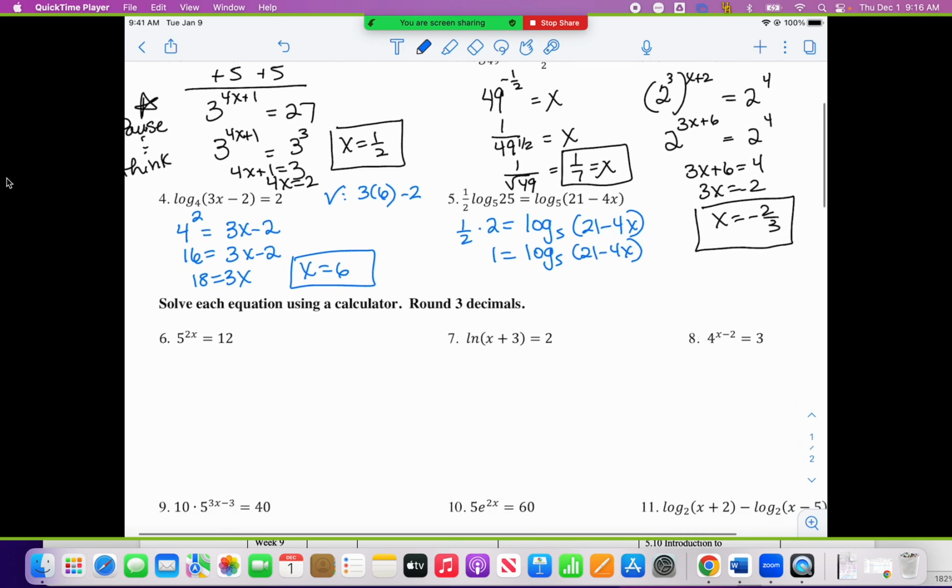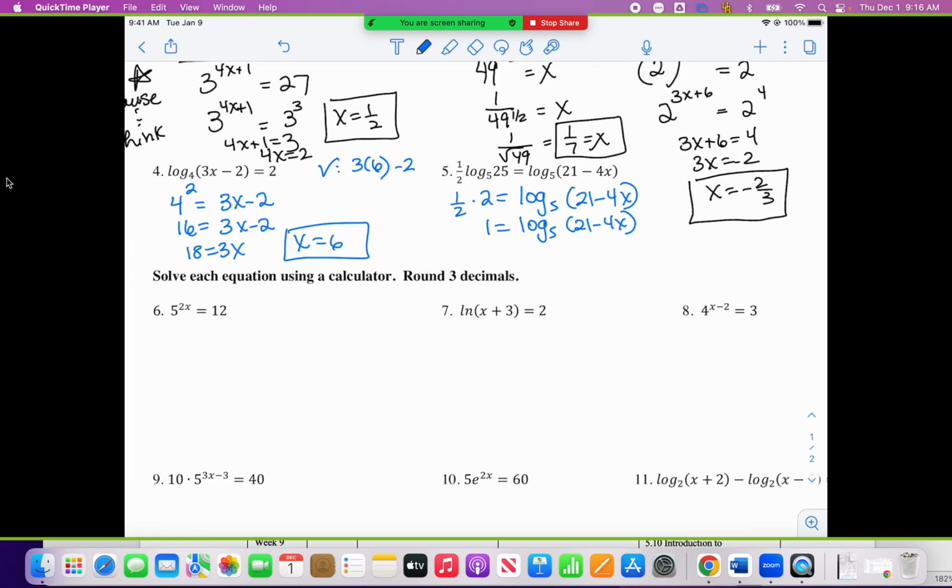Then I can go from logarithmic form to exponential. So that's 5 to the 1 equals 21 minus 4x. I'll pause and let you finish it.